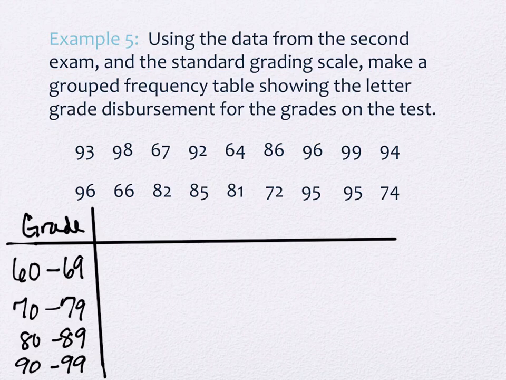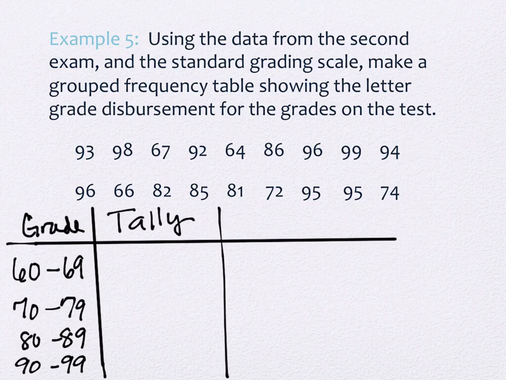Every single one of these actually encompasses 10 different graded values. If you count from 60 up to 69, there's 10 different grades in each category. So they should be equally spaced for this to make sense. You're also going to have a column that we're just going to call the tally column.